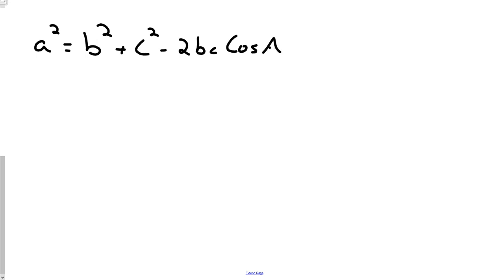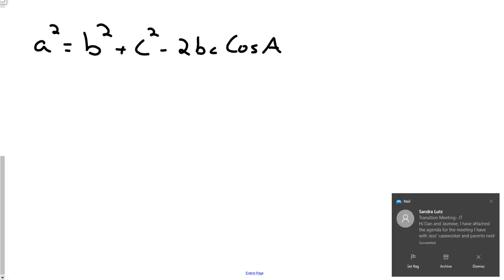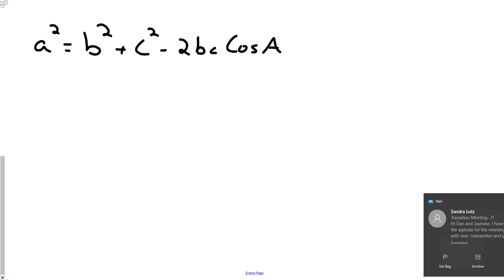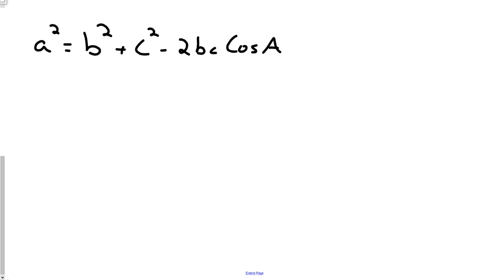The other one we went through was cosine law. Now, for cosine law to work, you need an angle and its two adjacent sides. And that will find you the opposite side. Okay, so what that looks like.